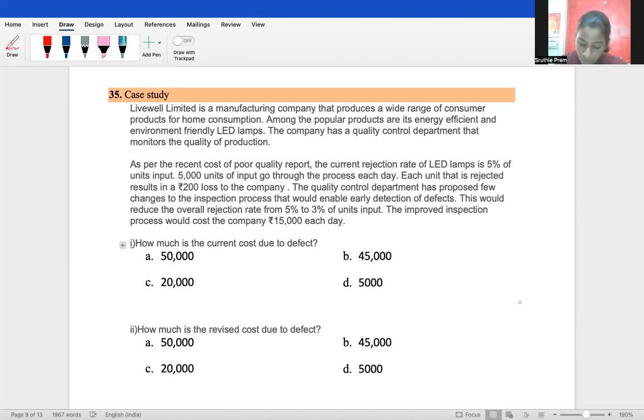The quality control department has proposed a few changes to the inspection process that would enable early detection of defects. This would reduce the overall rejection rate from 5% to 3% of units input. The improved inspection process would cost the company rupees 15,000 each day. How much is the current cost due to defect? Option A 50,000, B 45,000, C 20,000, D 5,000. So kindly go through it.